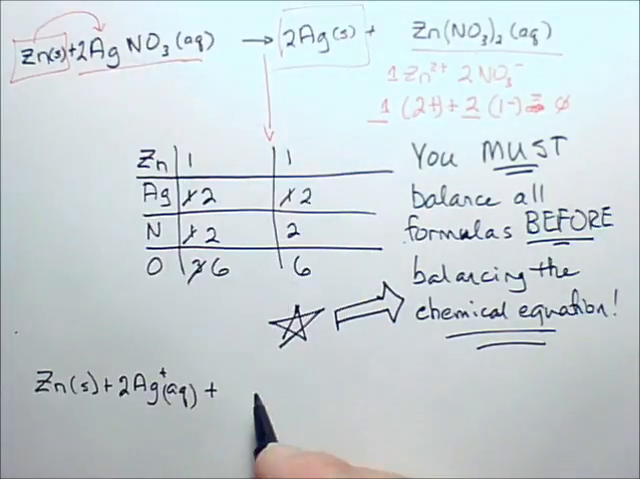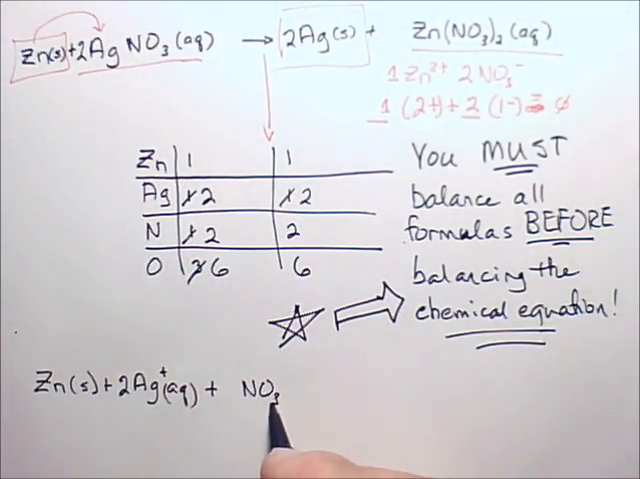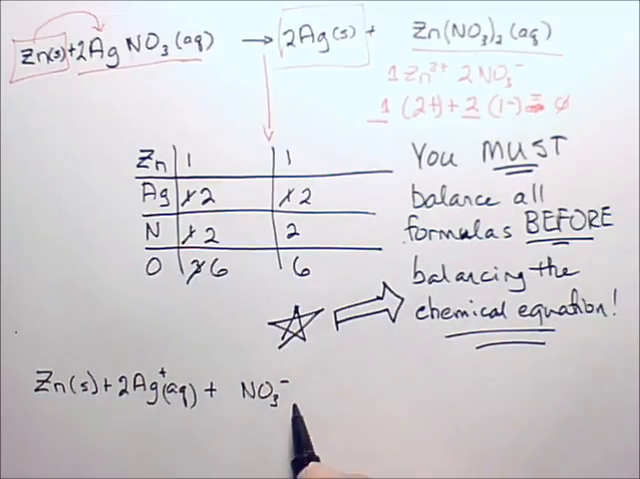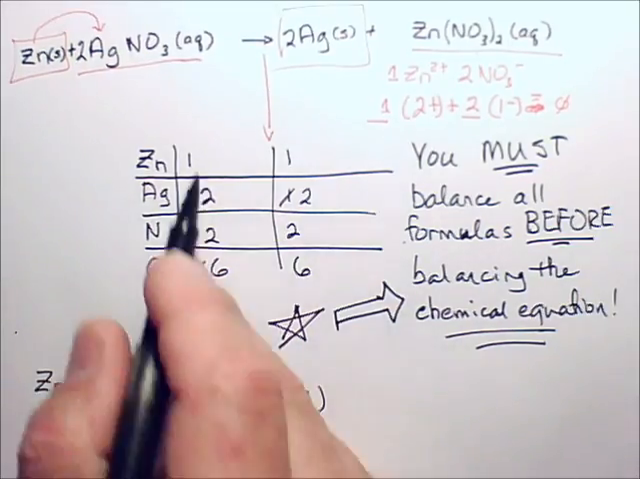And then we have to put down the nitrate. What charge do I put on this nitrate ion? 1 negative. Where do you find that? The common ions list. This is aqueous because the compound's aqueous. How many of those nitrates do I have? 2. That's everything on this side.